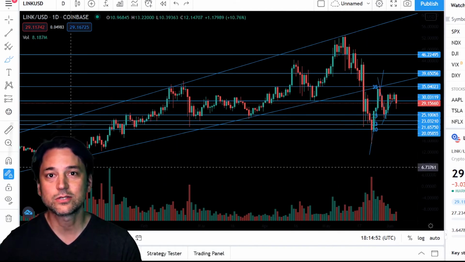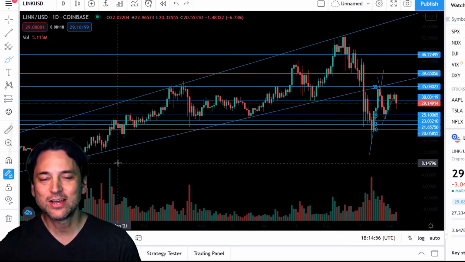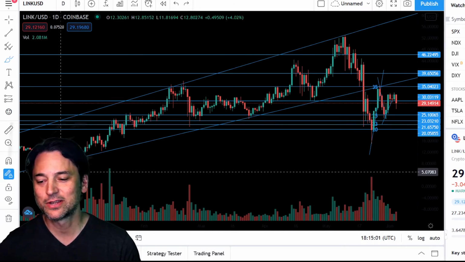This is such a great chart. This type of chart is one of the reasons that I get excited about charts. I just find it so interesting.